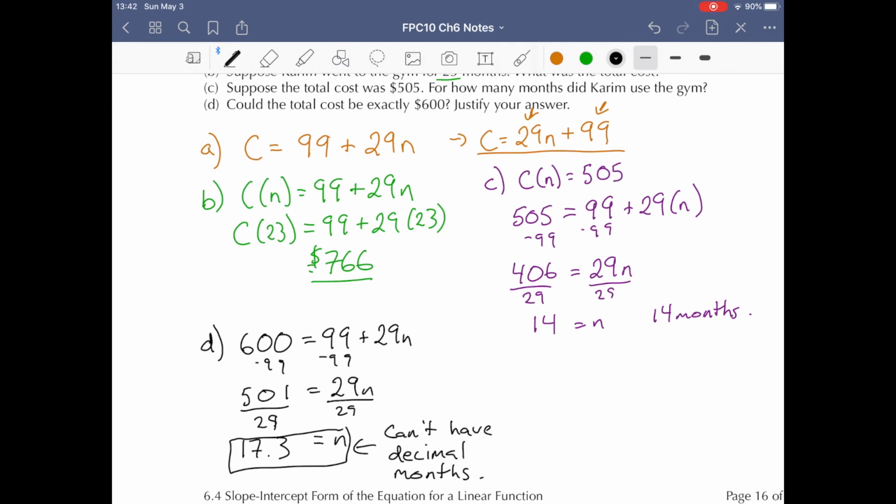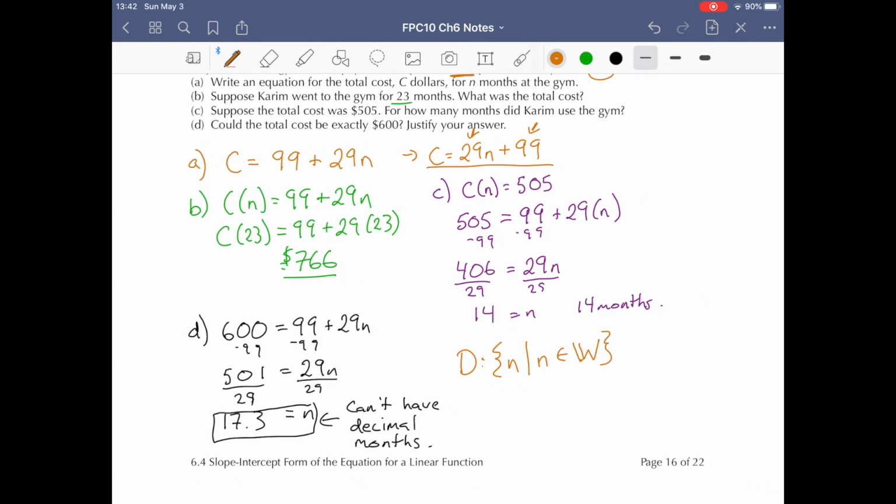If we were to write the domain for this function, our domain would be the variable n, the number of months, such that the number of months has to be an element of the whole numbers. So 0, 1, 2. 17.3 is not an element of the whole numbers. So we can't have a total cost be exactly $600. It doesn't fit in our pattern.